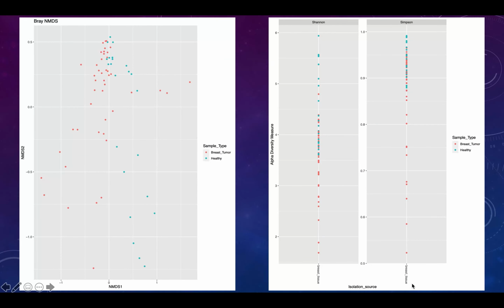And these are the beta diversity and alpha diversity plots made through DADA2. In the beta diversity NMDS plot, looking at the breast tumor and healthy samples, they do clearly diverge. So that shows that the samples are different and they don't mix together. And for the alpha diversity, the similar thing is shown as the breast tumor and healthy samples separate from each other.